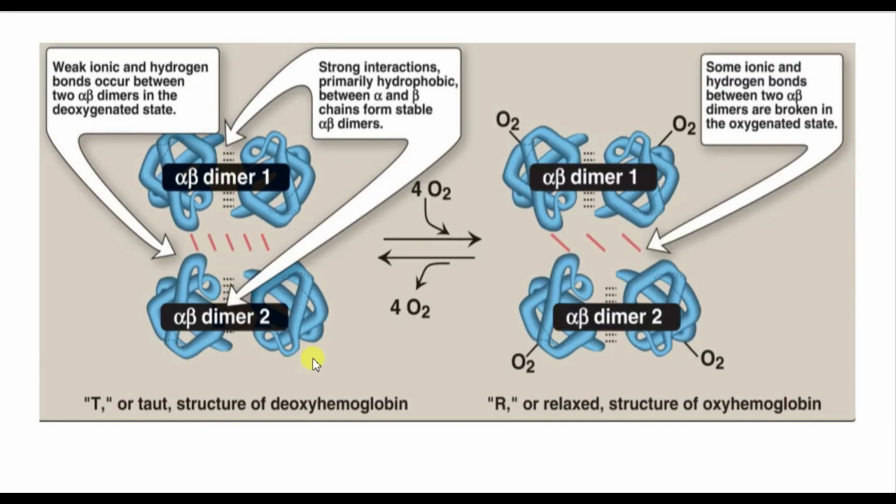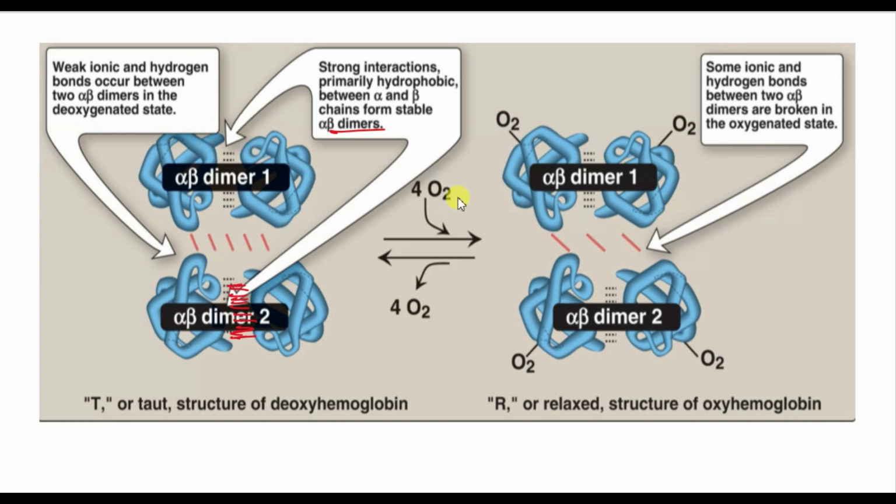Now let's move on to the next slide. All right, this diagram is taken from your book Lippincott, as you can recognize. Alpha beta dimer 1, the alpha 1 beta 1 dimer, and the alpha 2 beta 2 dimer. So there are strong interactions, primarily hydrophobic interactions, between alpha beta chains. They form stable alpha beta dimers. We've just discussed that these interactions are pretty strong and they keep the dimer stable. And in between the two dimers, we have weaker bonds. We have ionic bonds and hydrogen bonds in between the dimers themselves. In between the whole dimers, there are relatively weaker bonds.